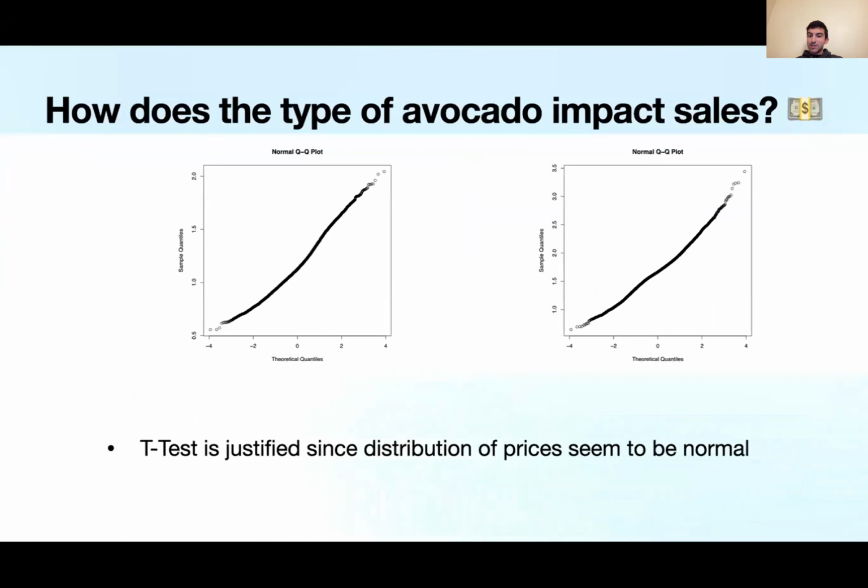Now, was the t-test justified? Well, according to their QQ plots, they seem quite straight. So it seems justifiable that the distributions are normal. So the t-test was likely justified.